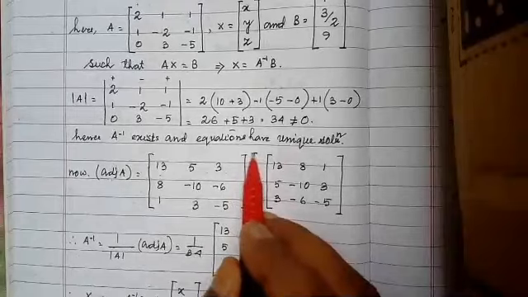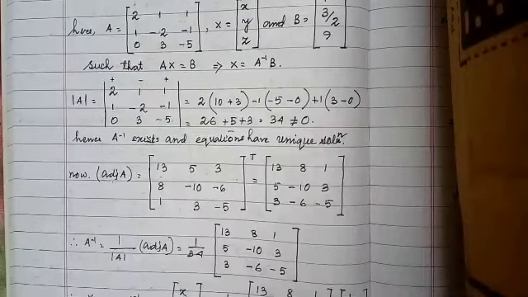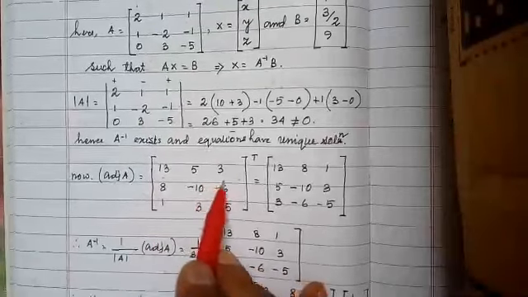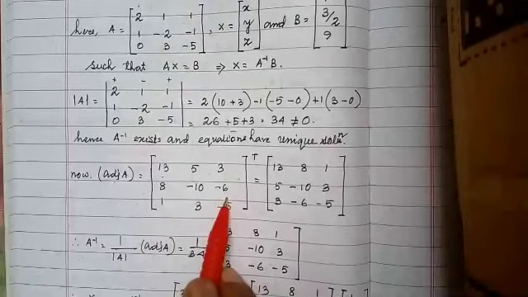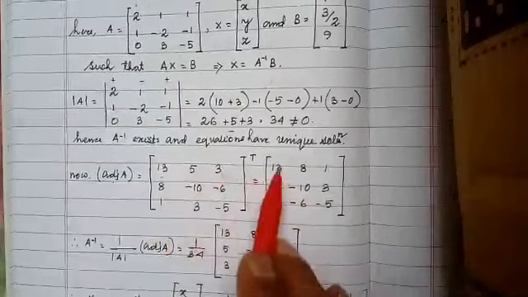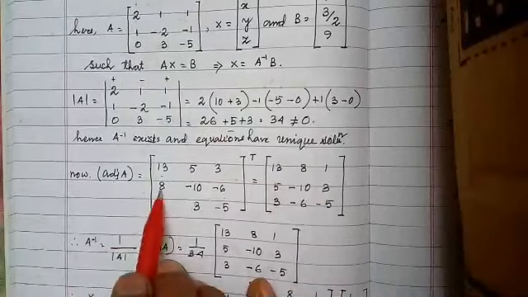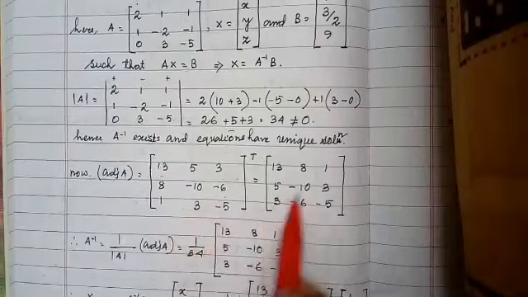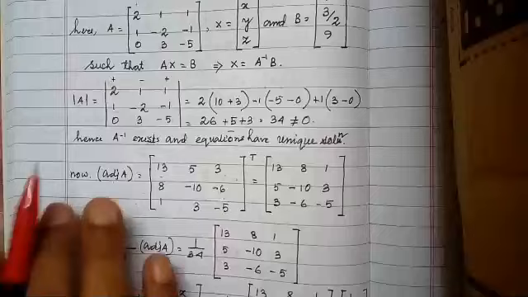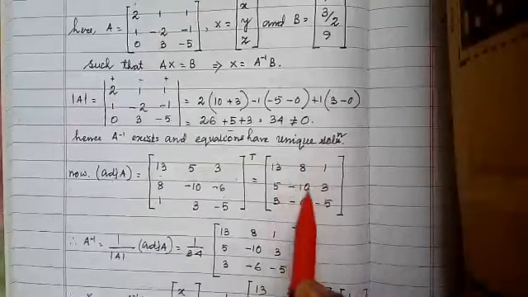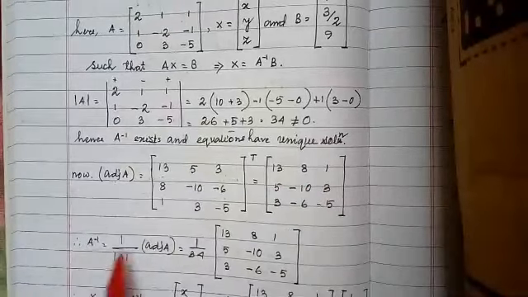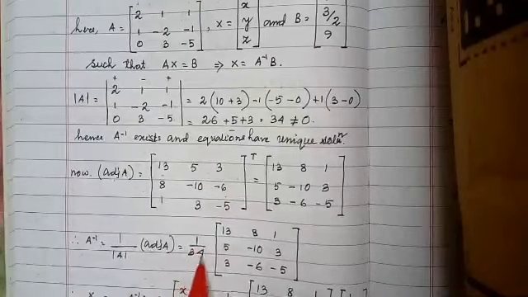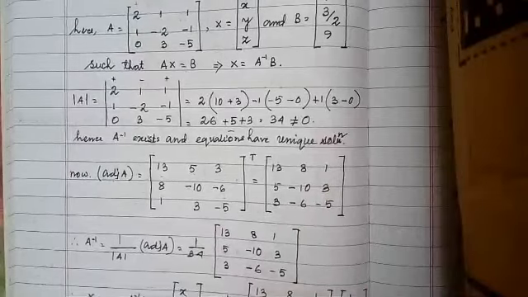And then we have to take the transpose. Taking the transpose means this row we write as a column, this row as a column, and this row as a column. So 13, 5, 3 as a column, 8, minus 10, minus 6 as a column, 1, 3, minus 5 as a column. So we get adjoint A. Now A inverse is equal to 1 by determinant A into adjoint A. There is 1 by 34 and adjoint A we have written.